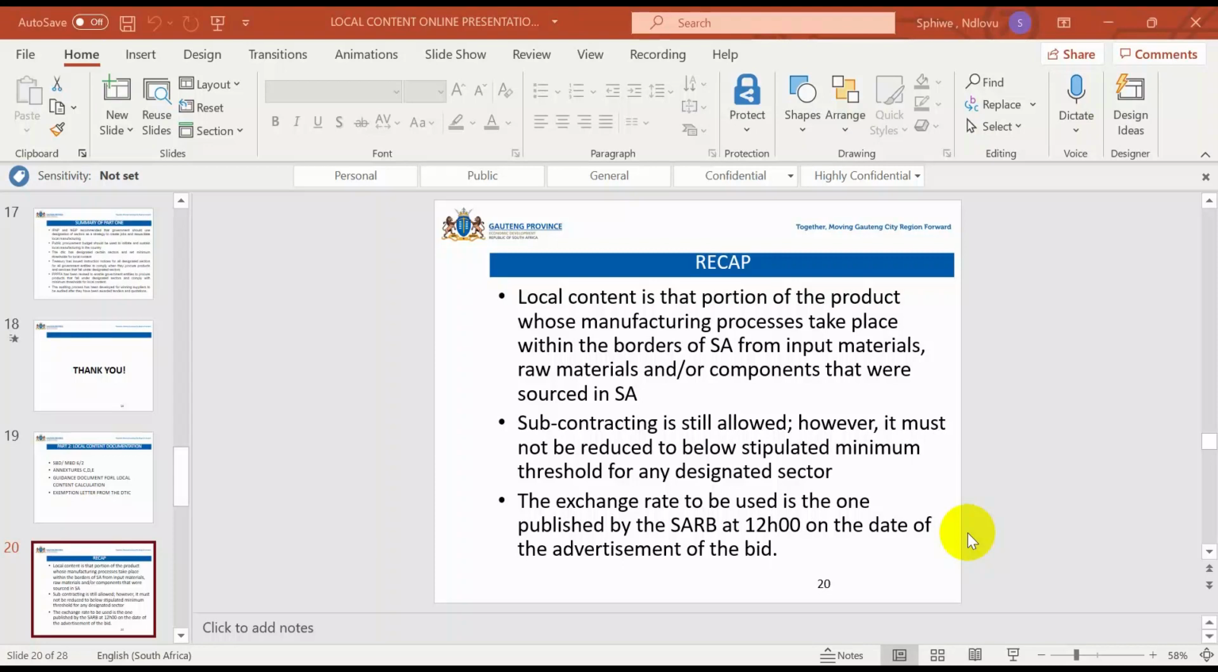Lastly, the exchange rate. If you're going to be importing, the exchange rate comes into play. However, the exchange rate that you will be using is the one published by the South African Reserve Bank at 12 o'clock on the date of the advert of the bid. I hope we are still together in that regard.